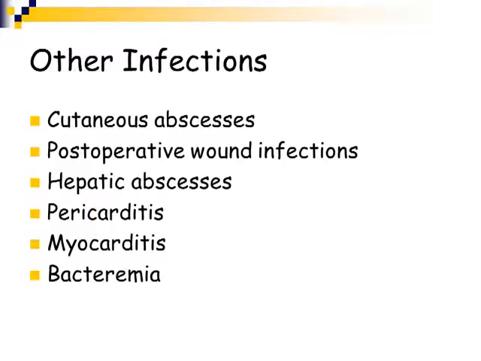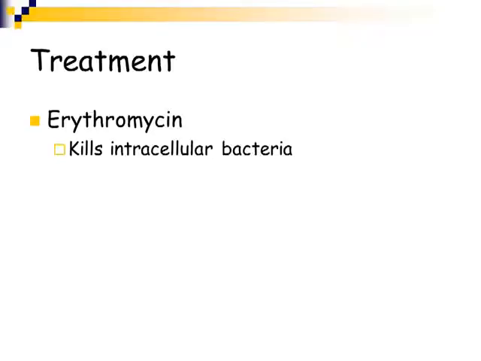Other infections that Legionella can cause: it can cause abscesses, postoperative wound infections, hepatic or liver abscesses, pericarditis or inflammation around the heart, myocarditis, and bacteremia if it gets into the bloodstream. The organism can be treated with erythromycin, and erythromycin is good because it can get inside of the host cells to kill the bacteria.